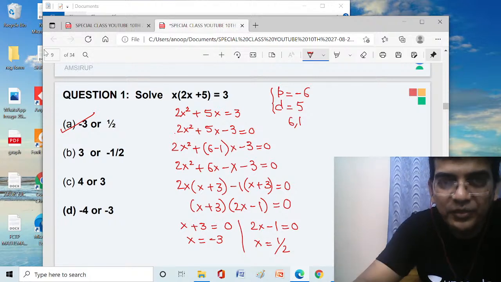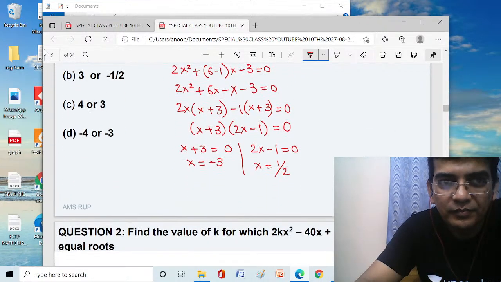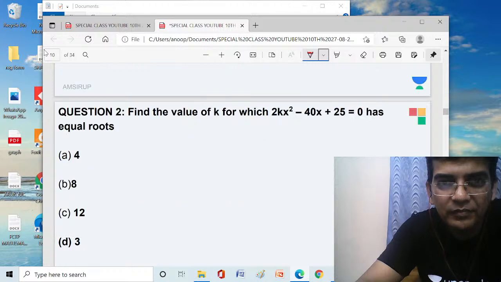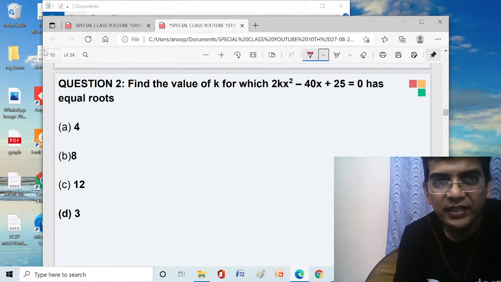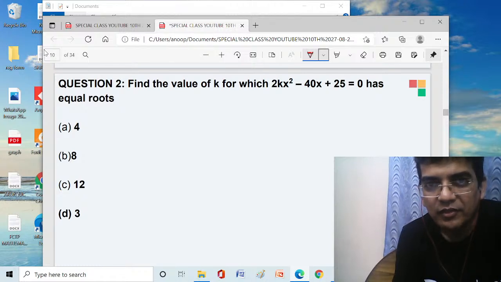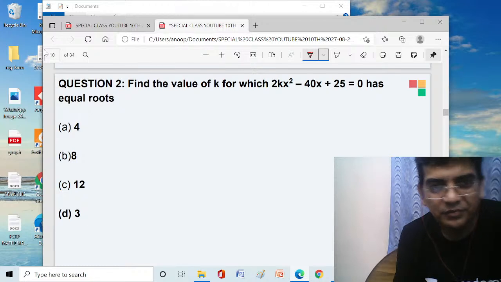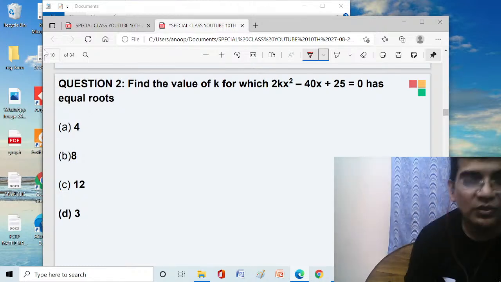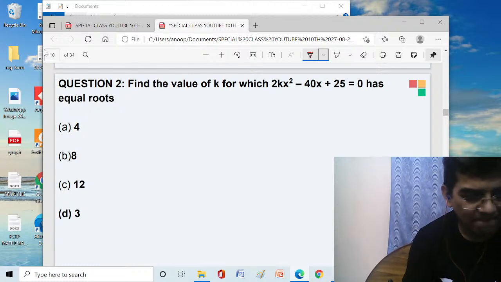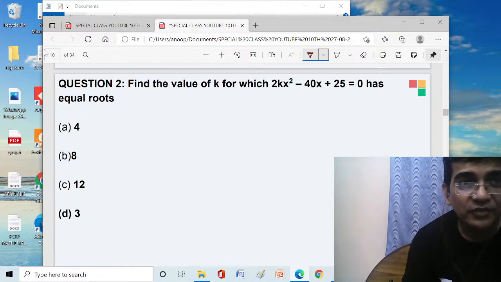Now moving on to the next question. The next question says: find the value of k for which this equation has equal roots. I will give you a few minutes to solve it, and if somebody solves it, please do comment in the box. First you can try it on your own, then I will explain. I am giving you a few minutes to try it on your own.